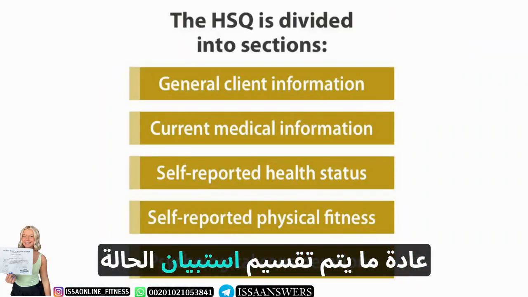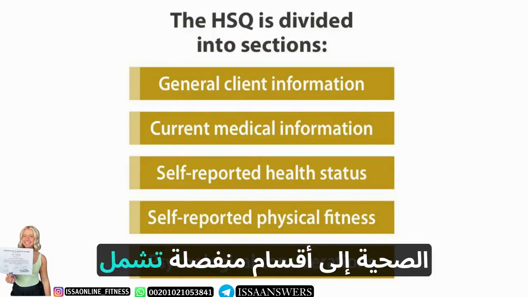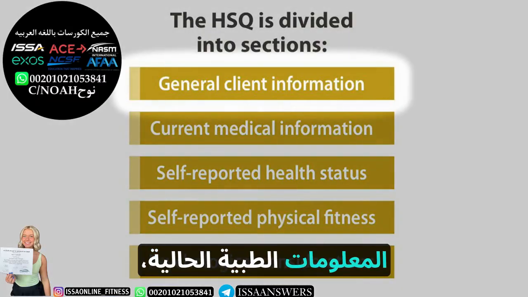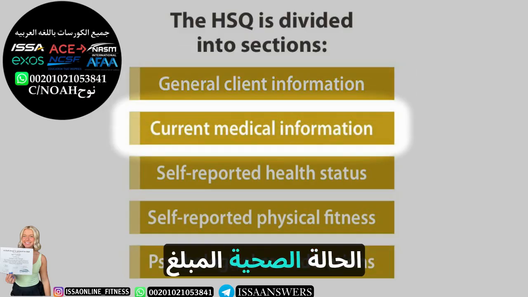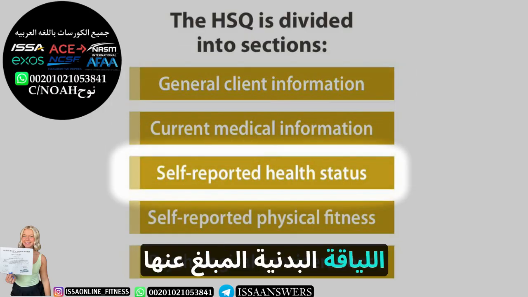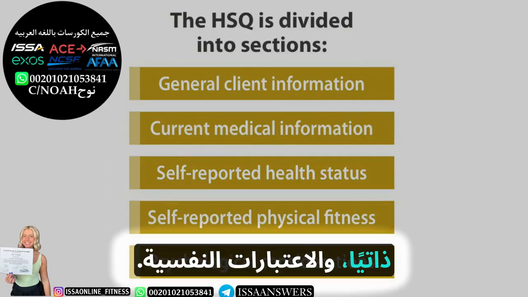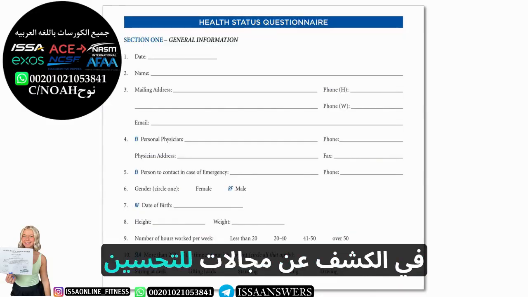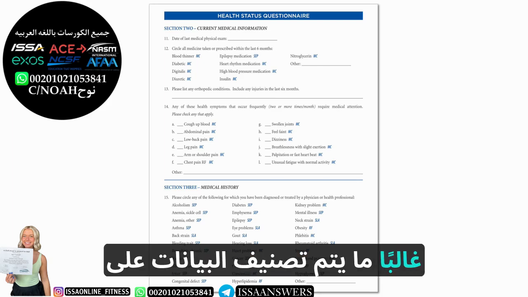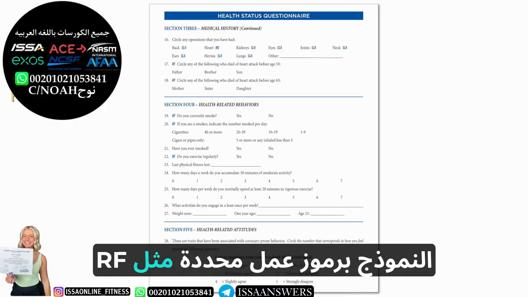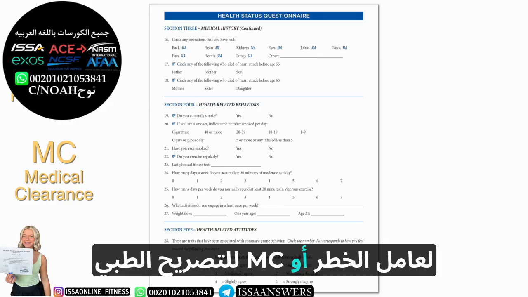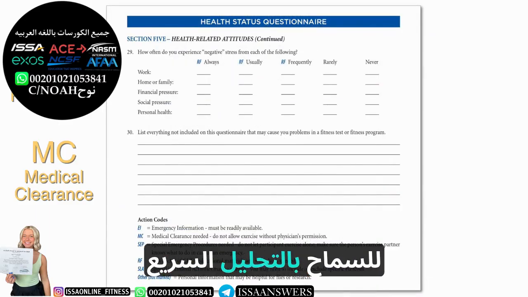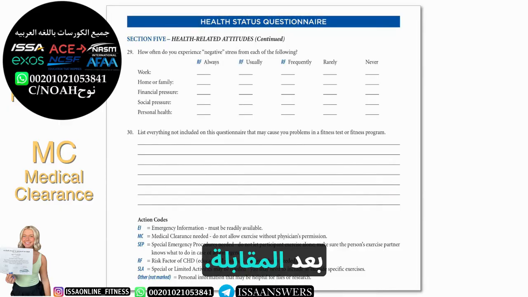The Health Status Questionnaire is usually divided into separate sections including general client information, current medical information, self-reported health status, self-reported physical fitness, and psychological considerations. The form in its entirety greatly helps to reveal areas for improvement and major risk factors. Data is often categorized on the form with specific action codes such as RF for risk factor or MC for medical clearance to allow rapid analysis after the interview.